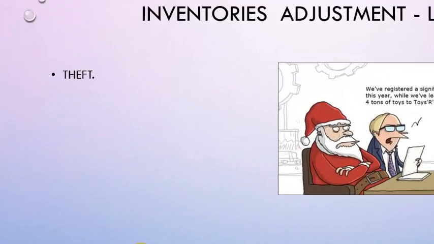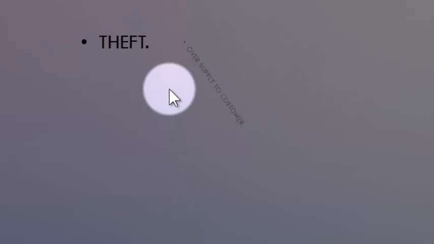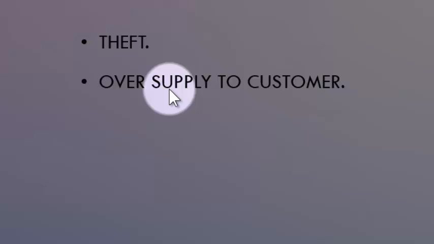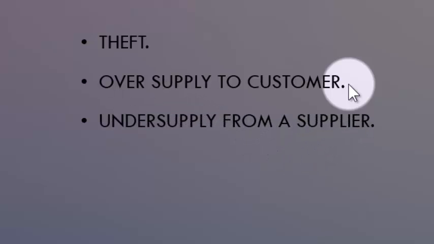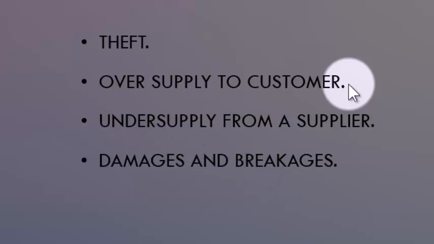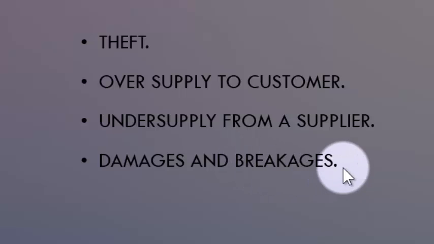Now let's look at some examples of how a stock loss can occur. The most obvious one is theft. It's not only through the customers, but in a lot of cases staff as well. Oversupply to a customer, so we've supplied too much to a customer, more than our records show. And the other side of things is that we may have got less from a supplier than we thought we would, and therefore our records are incorrect, and therefore we've got less in stock. Quite often damages and breakages occur, either through people not being careful or just the nature of the goods.